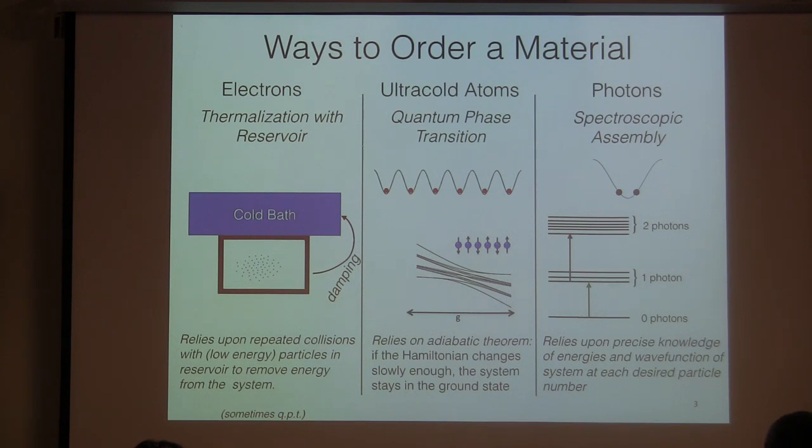The challenge is that you need to know an awful lot about your Hamiltonian for this to work, right? We need to know what states it is that we want to populate to inject at the right energies. Okay?